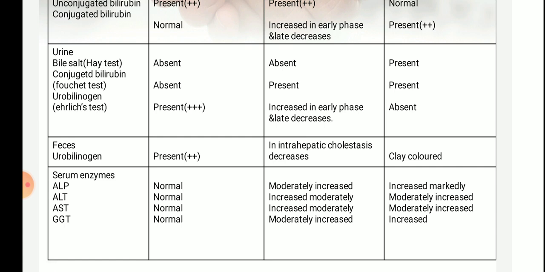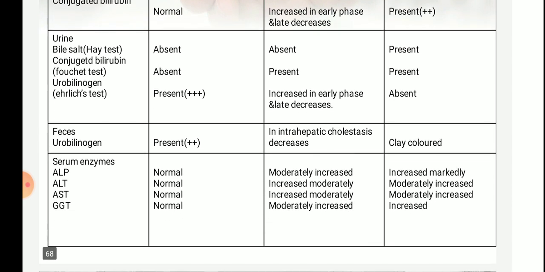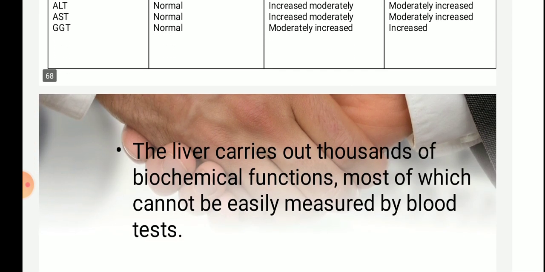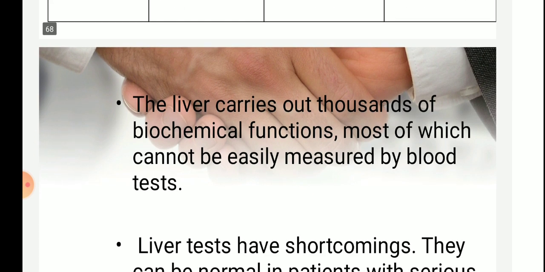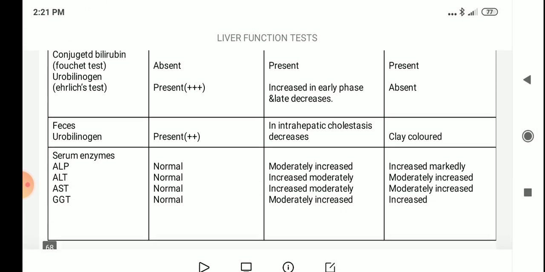Serum enzymes, very important one. See there how they are being normal here in the first column and then deranged. So this table is very important.